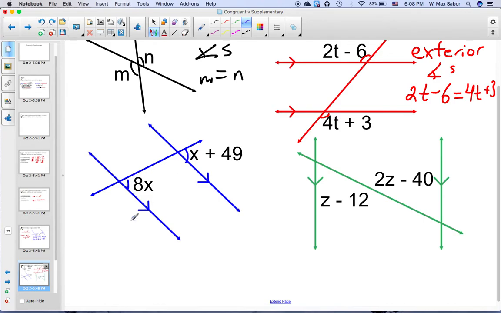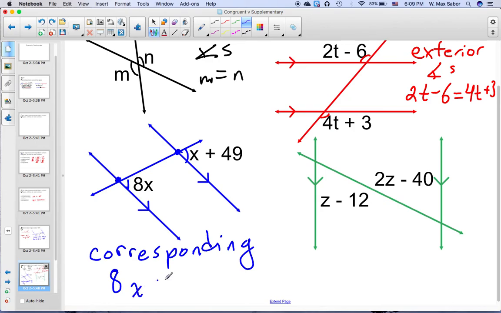Here we have congruent angles based off the fact that they are corresponding. They are in the same place compared to the vertex, or to the vertices. So that means 8x equals x plus 49.